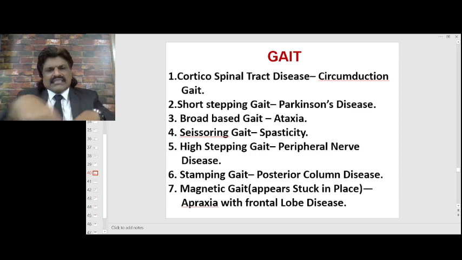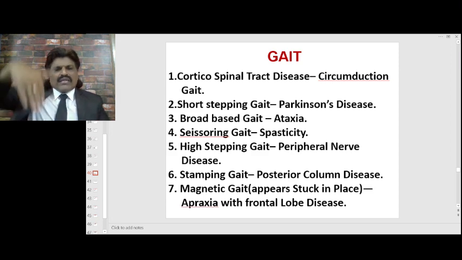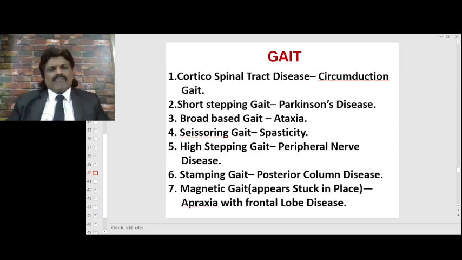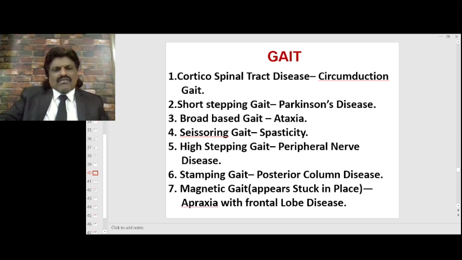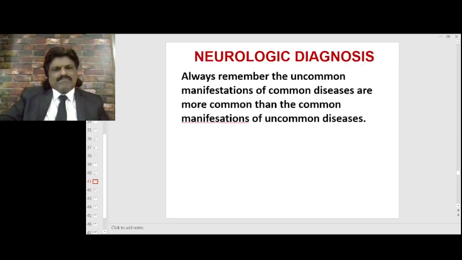They walk like scissors. High stepping gait: peripheral nerve, common peroneal nerve involvement, so they cannot dorsiflex the foot. So to clear off the ground, they have to take high steps and walk. Posterior column: they cannot feel the hardness of the floor, so they have to stamp and feel the hardness of the floor. It is known as stamping gait. And if the frontal lobe gets affected, they get magnetic gait, that is, they get stuck, because of the apraxia of the frontal lobe disease.